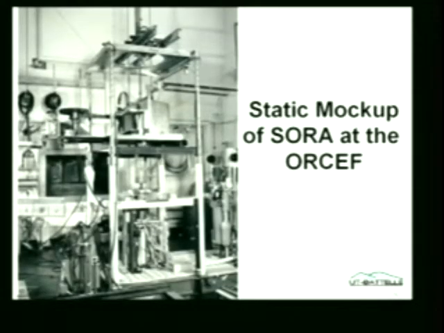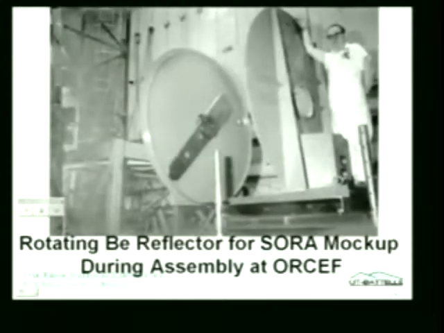So here's the static mock-up of the thing, same vertical tables. Now you see the core iron matrix with its fuel elements and the side reflector. And here a crude rotating arm simulates reactivity effects for the beryllium rotating reflector. The next one shows the installation of this thing.